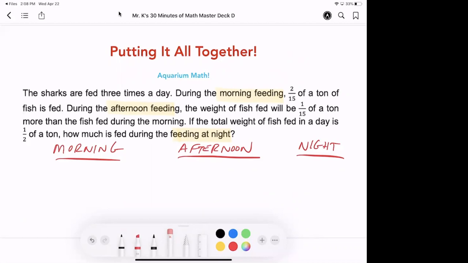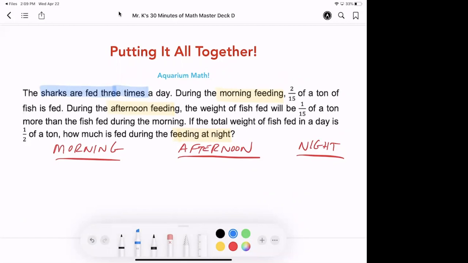Let's take a look at this one and see if we can figure it out together. Donna has written in 4.5. Let's see how we do. So we're feeding sharks. That's what we're doing here, feeding sharks. Let's just make sure we keep that in mind. And we feed them 3 times a day.